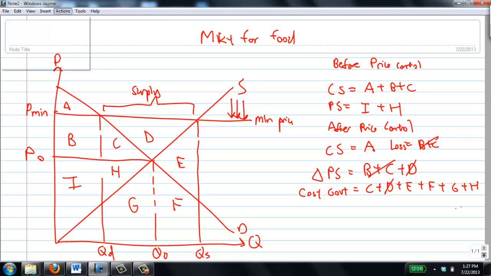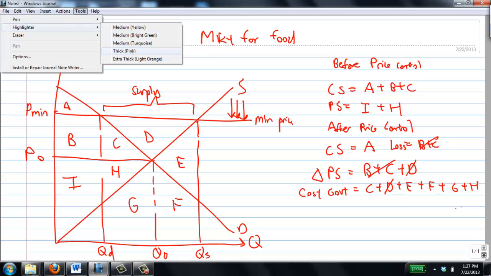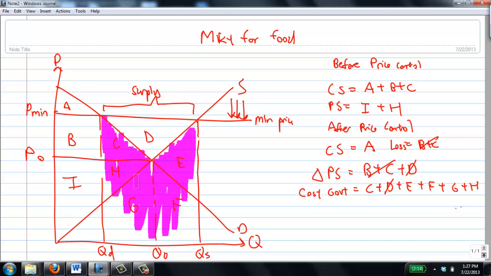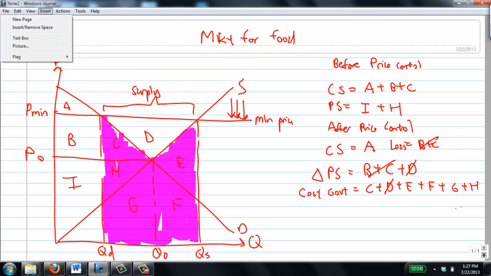Okay, this big area. So I'm going to use a highlighter. This big area here. Let me shade it properly. This area here is the expenditure by the government on this minimum price scheme that basically goes to nobody.